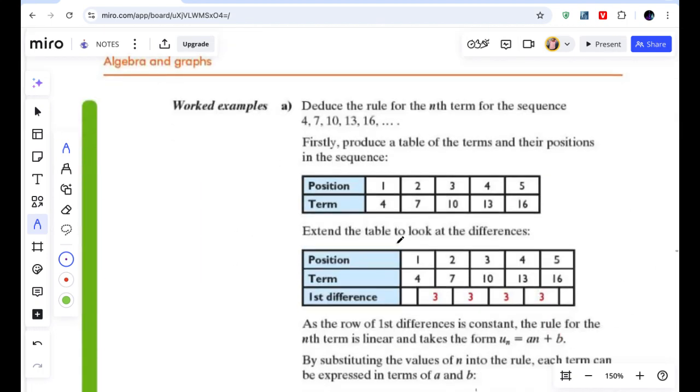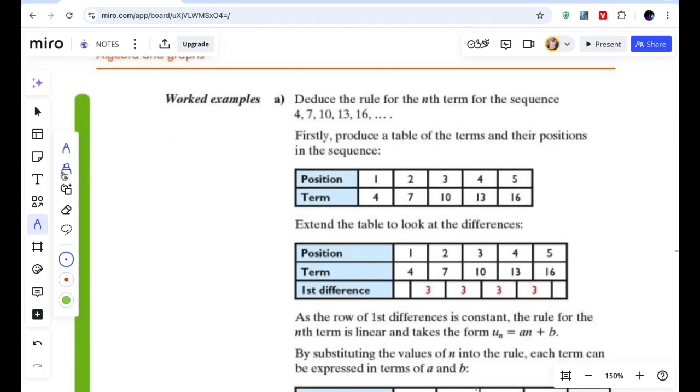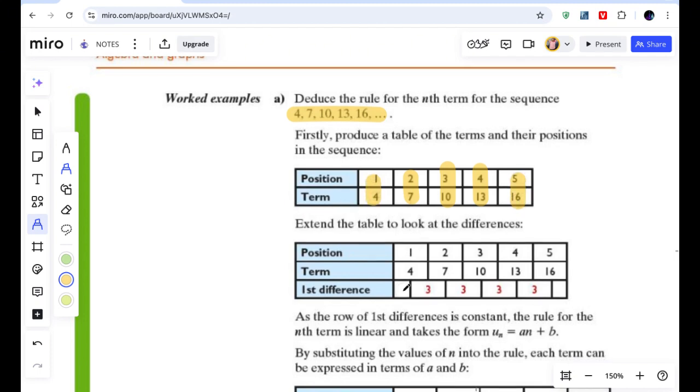Now let's take a look at one example. Imagine we give you this sequence: 4, 7, 10, 13, and this is an arithmetic sequence. The first thing we do, we make a table. We call this position 1, 4. Position 2 is 7, position 3 is 10, position 4 is 13, position 5 is 16. So we make a table like this, and then we extend our table.